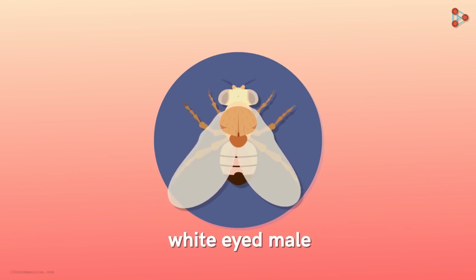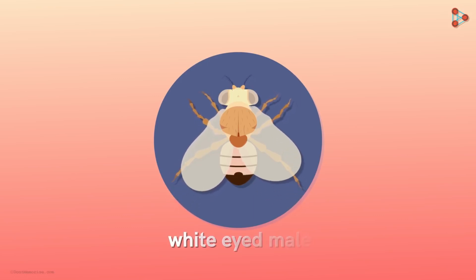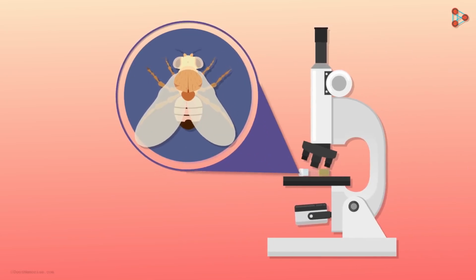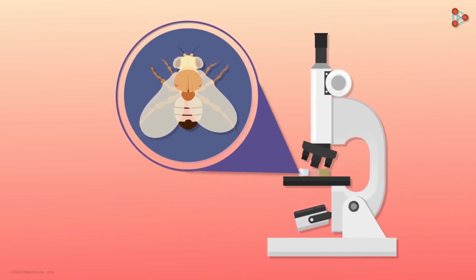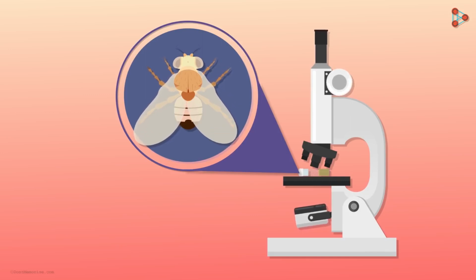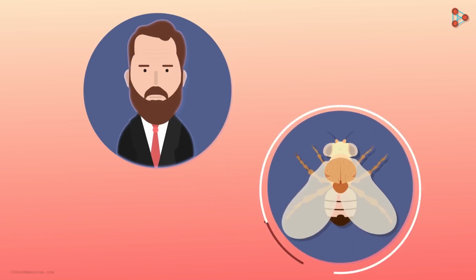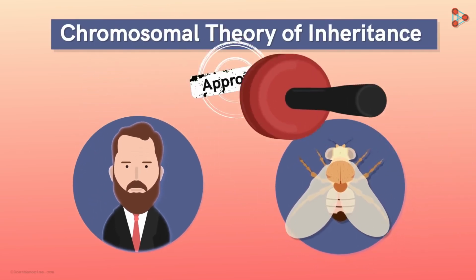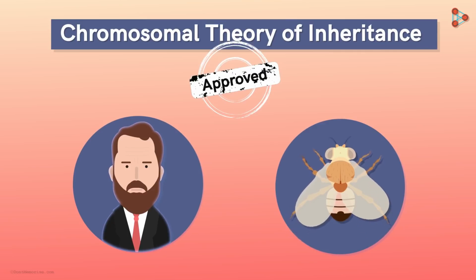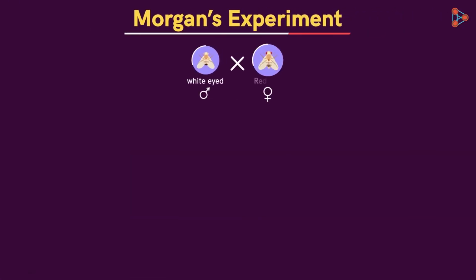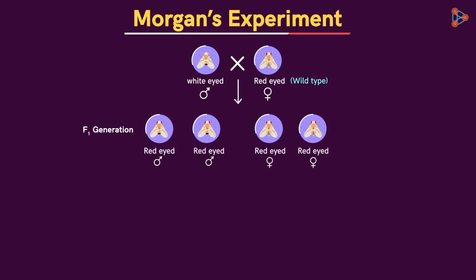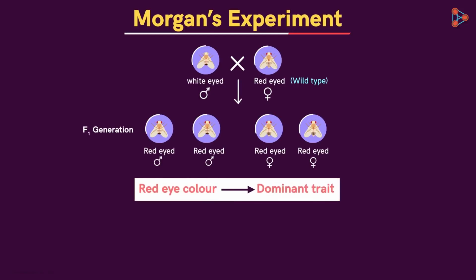Soon he realized that the exclusive mutant was an ideal model for carrying out several experiments that would lead us to new paths in genetics. Let's begin understanding how Morgan carried out his famous experiments on the fruit fly, which later proved the chromosomal theory of inheritance better. Morgan crossed the white-eyed male with a wild type, that is, a red-eyed female. The F1 generation had all the offspring with red-colored eyes. This showed that red eye color is a dominant trait.